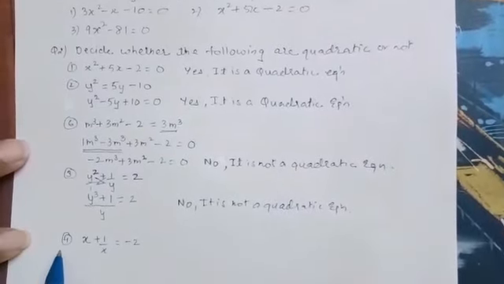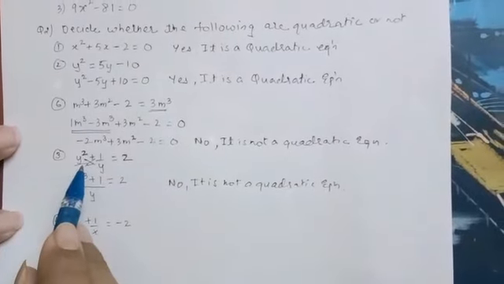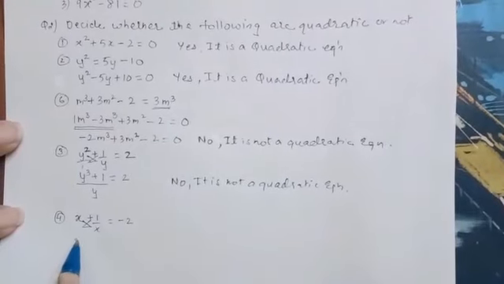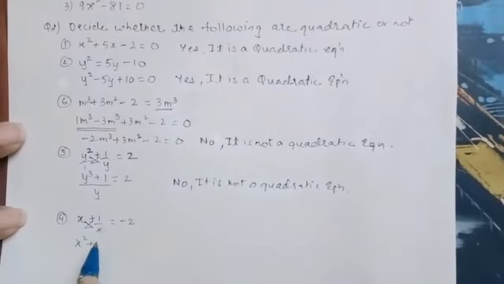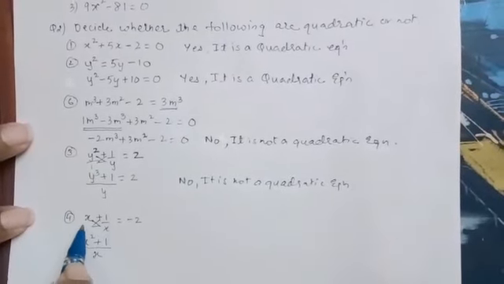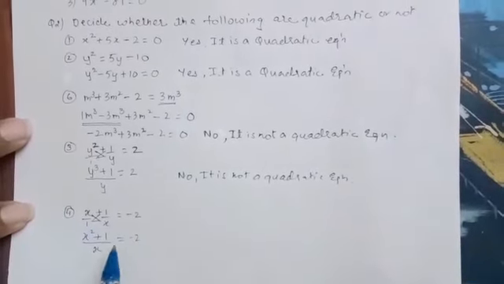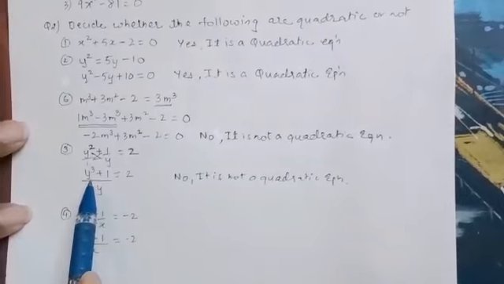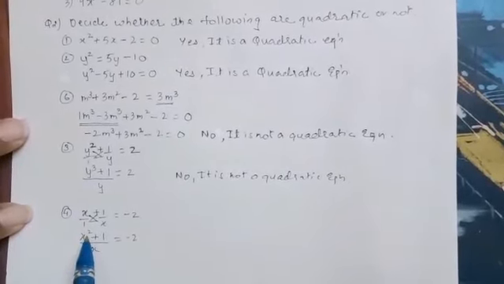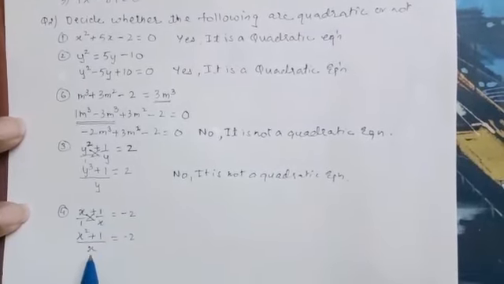But if I solve question number 4, x plus 1 upon x is equal to minus 2, again cross multiplying in this manner, we get x into x is x square, plus 1, and 1 upon x into x is 1, so that's equal to minus 2. Here the highest power is 2 and it may be a quadratic equation, but we are going to solve it first.